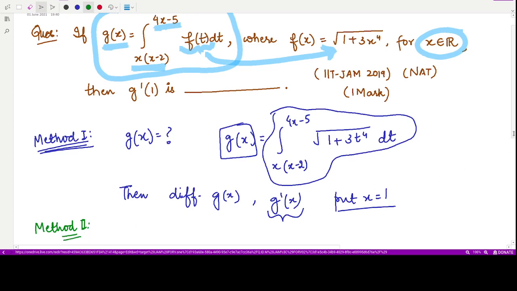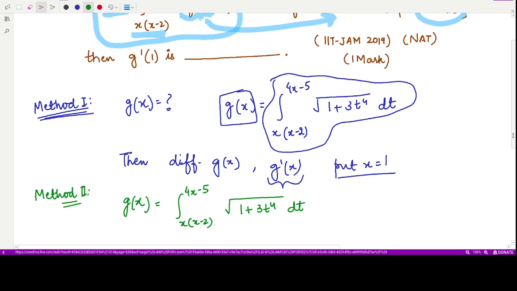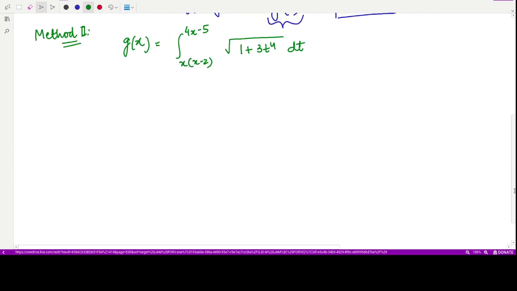Here let me write down our integral. So g of x is equal to the integration, with lower limit x minus 2 and upper limit 4x minus 5, of square root of 1 plus 3t to the power 4 dt, where this t is the dummy variable. In this method we are required to calculate g dash of 1. So we have a direct method where we would perform the differentiation of some integral function.